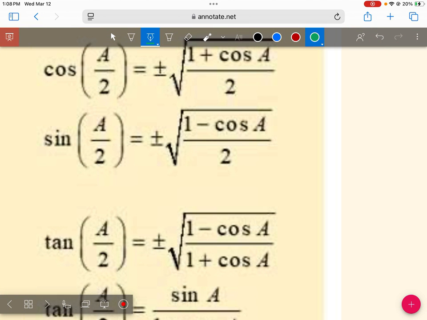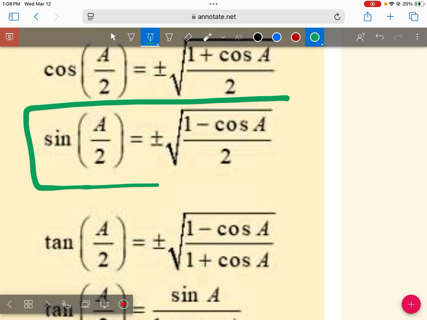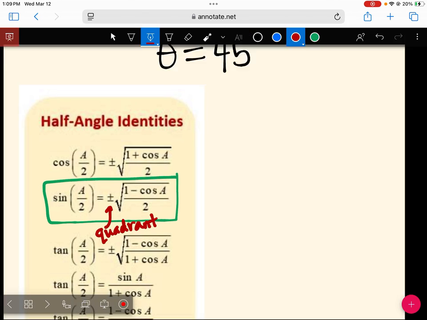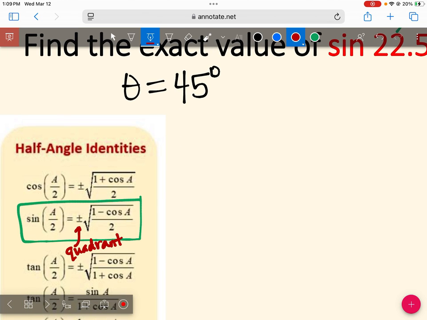I'm zooming in really closely. This is the identity that you have on your pink sheet. And do you notice how we have a plus and a minus in front? That is determined by the quadrant. So this depends on the quadrant we're in. Okay, and we established that we're in quadrant 1. So that means that it's positive. So we're ready to go.